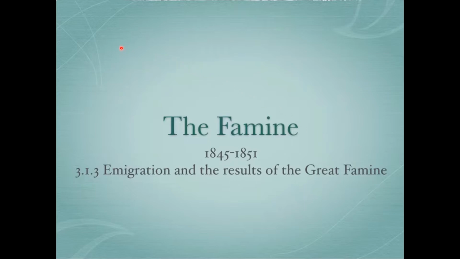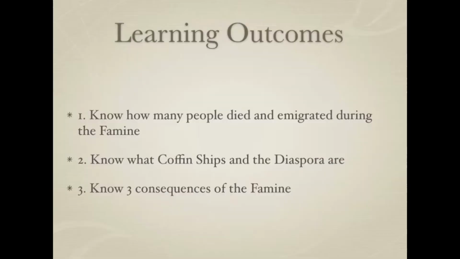Now as always we're going to start today with our learning outcomes. By the end of today's class, you should know how many people died and emigrated during the famine. You should also know what coffin ships and the diaspora are, and you should also know three consequences of the famine.